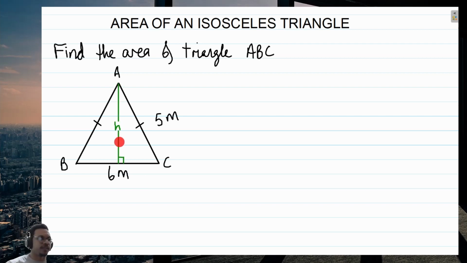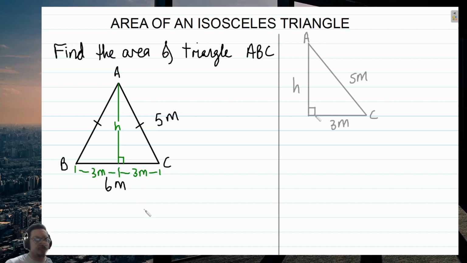So if you draw a line coming down, which will be the height, we will split this isosceles triangle into two equal right angle triangles. And this side BC will be split into two. So the 6 meters will be split into 3 meters and 3 meters. So what I've done here is I've taken out one of the right angle triangles. So this is the height, as you can see here. This is the side AC, 5 meters. And here we have half of the base, which is the 3 meters.